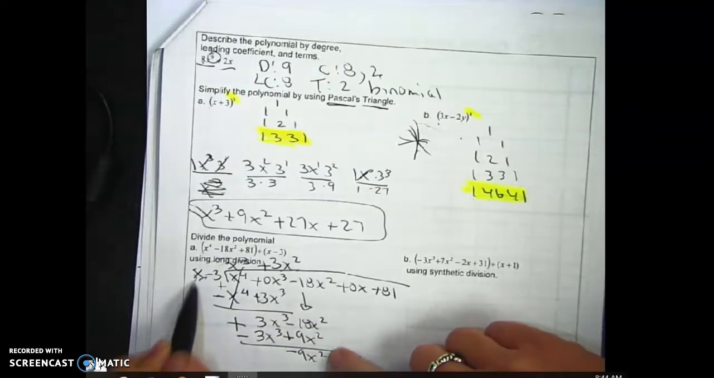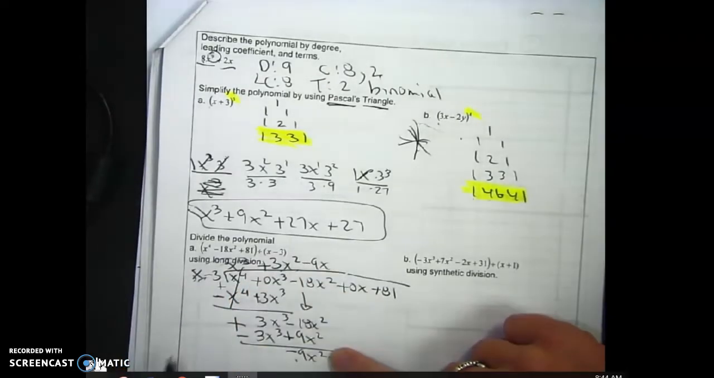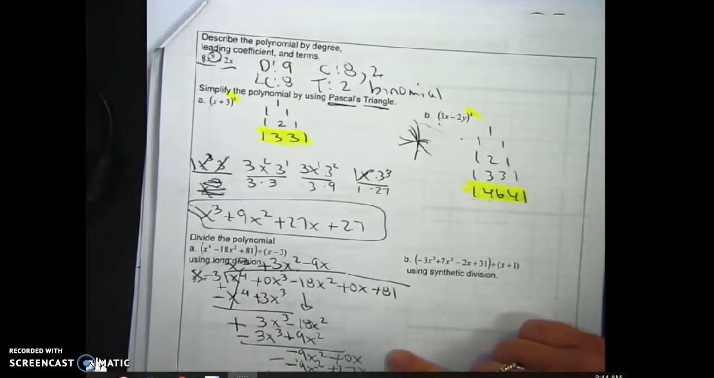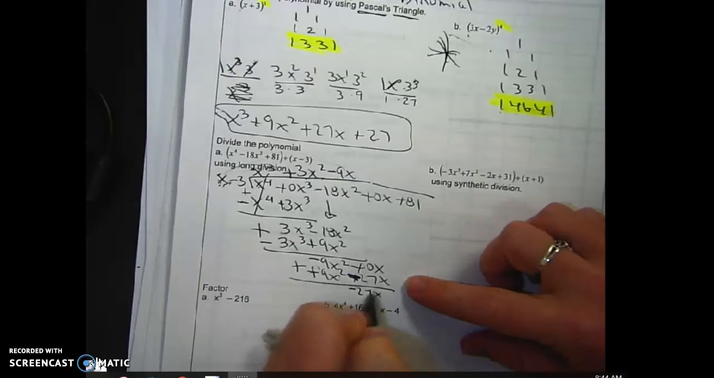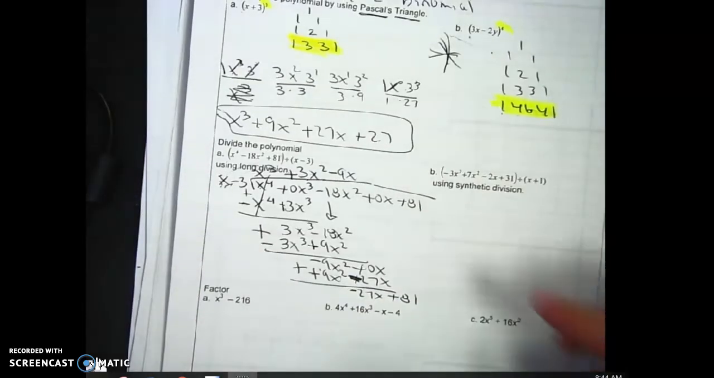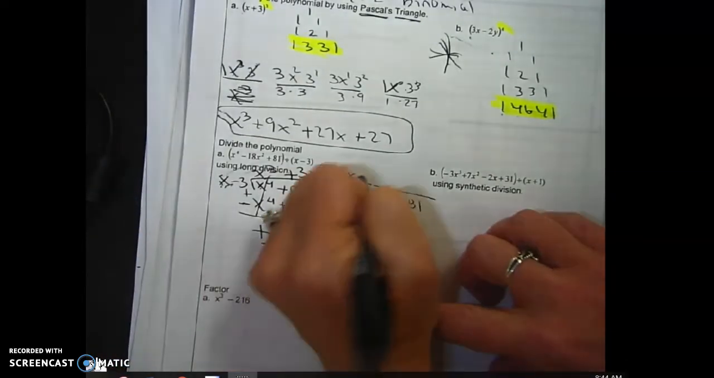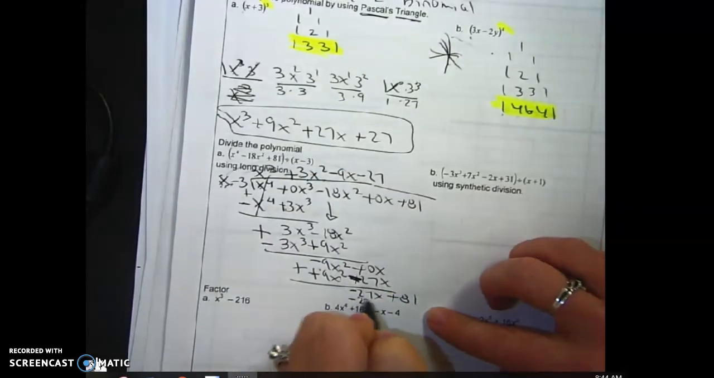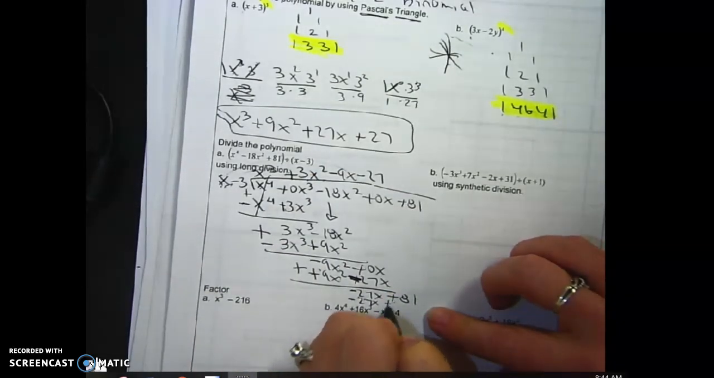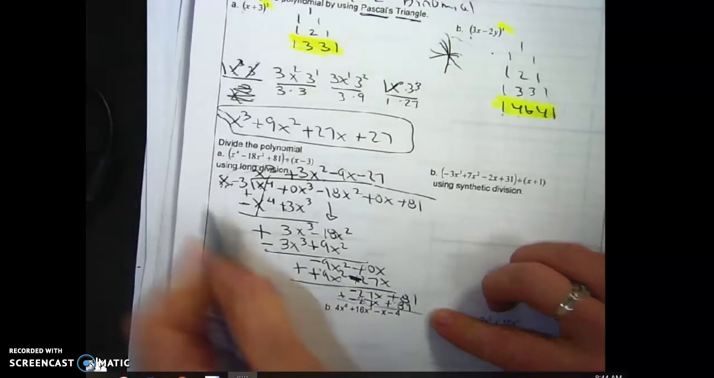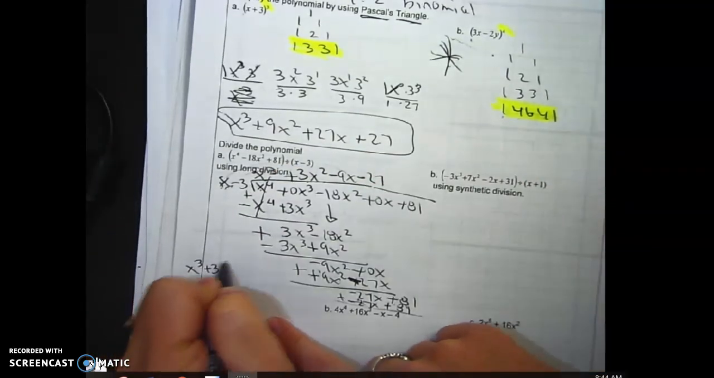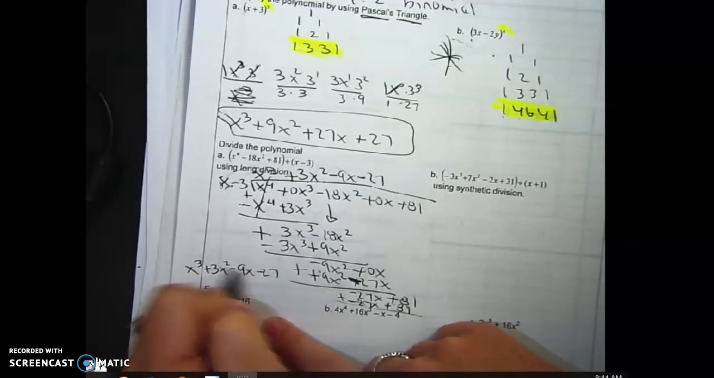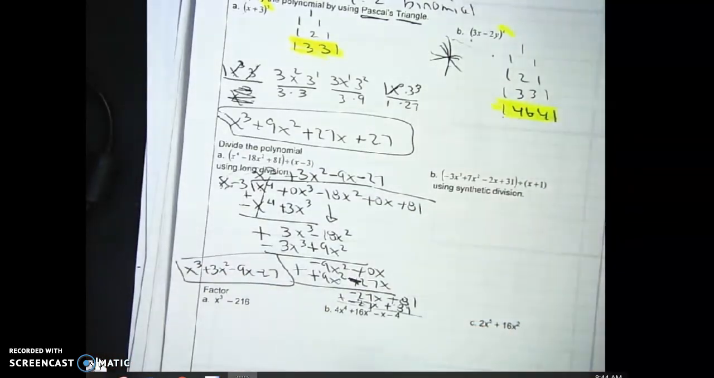Start again. X goes into negative 9x squared, negative 9x, multiply. Change everything to the right. Negative 27x plus 81. And now x goes into negative 27x, negative 27, multiply it out. Plus 81 minus, and there's no remainder. So my answer is x cubed plus 3x squared minus 9x minus 27. Okay, I'm going to do the rest of it on the next video.